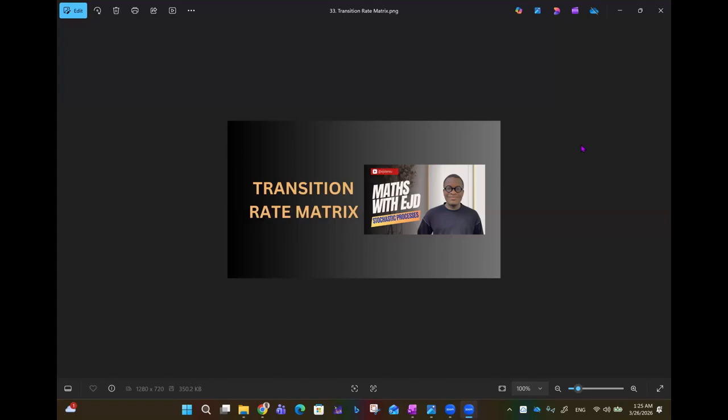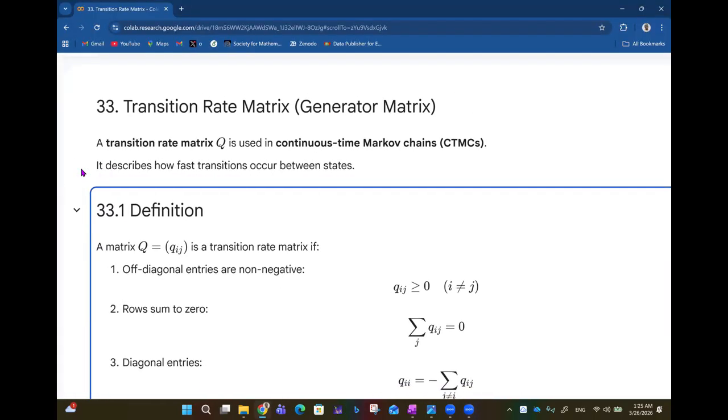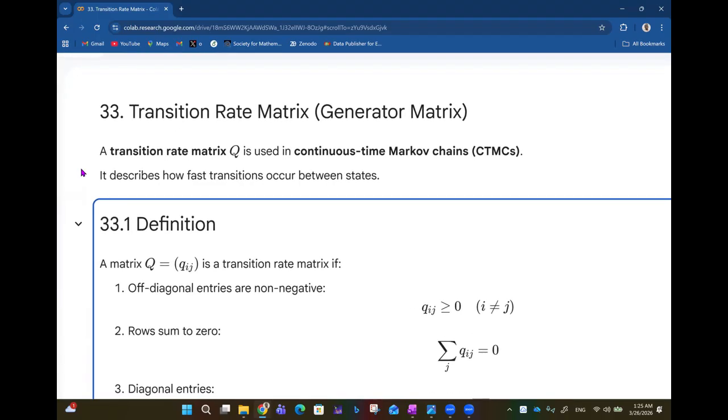In this second video on continuous time Markov chains under stochastic processes, we're looking at the transition rate matrix. A transition rate matrix, which is also called a generator matrix, which you saw in the last video already as Q, is used in continuous time Markov chains. It describes how fast transitions occur between states.